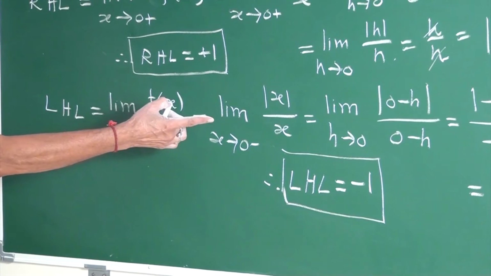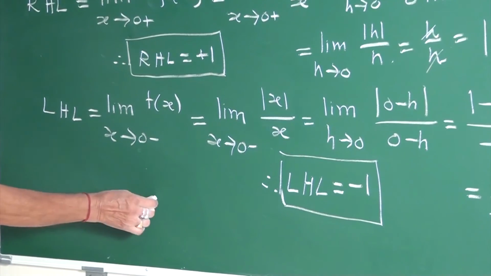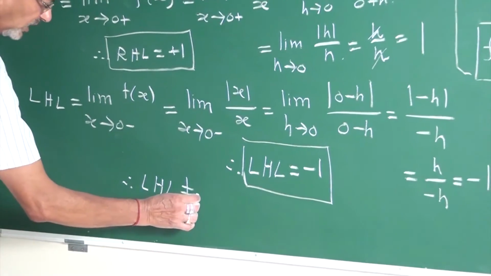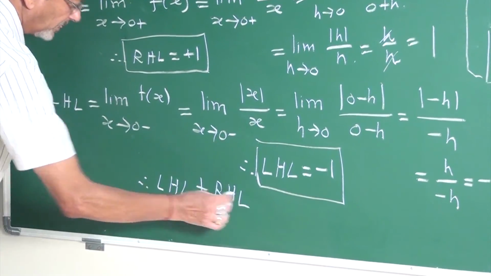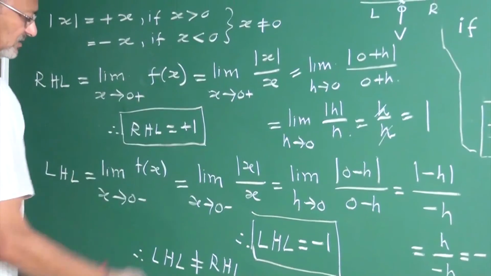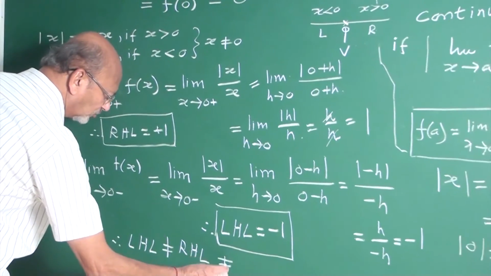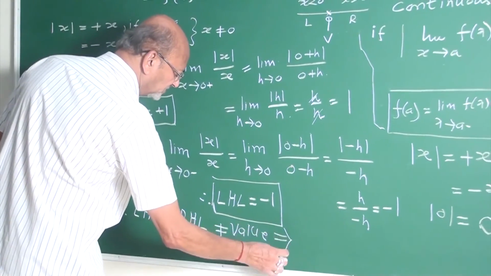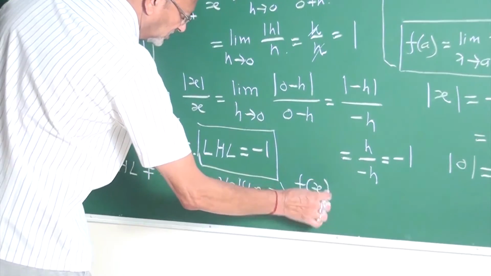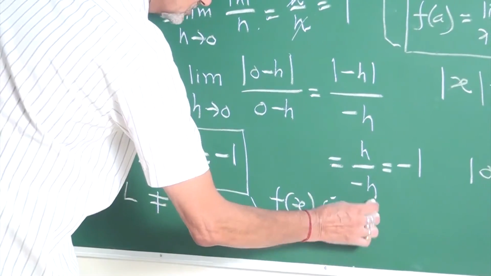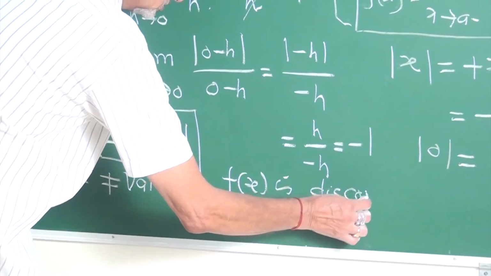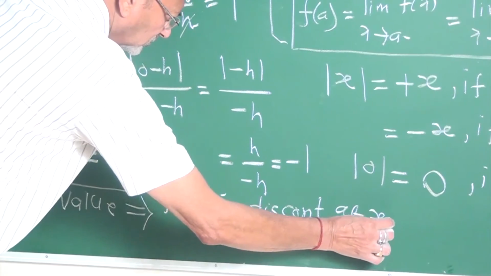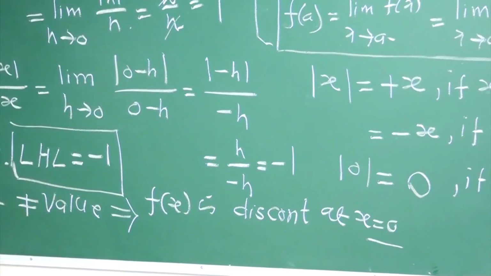From this, what is clear? LHL is not equal to RHL, because it is plus 1 and it is minus 1. Therefore, LHL is not equal to RHL. And even it is not equal to the value here, which is 0. Therefore, the function is discontinuous. f(x) is discontinuous at x equal to 0.